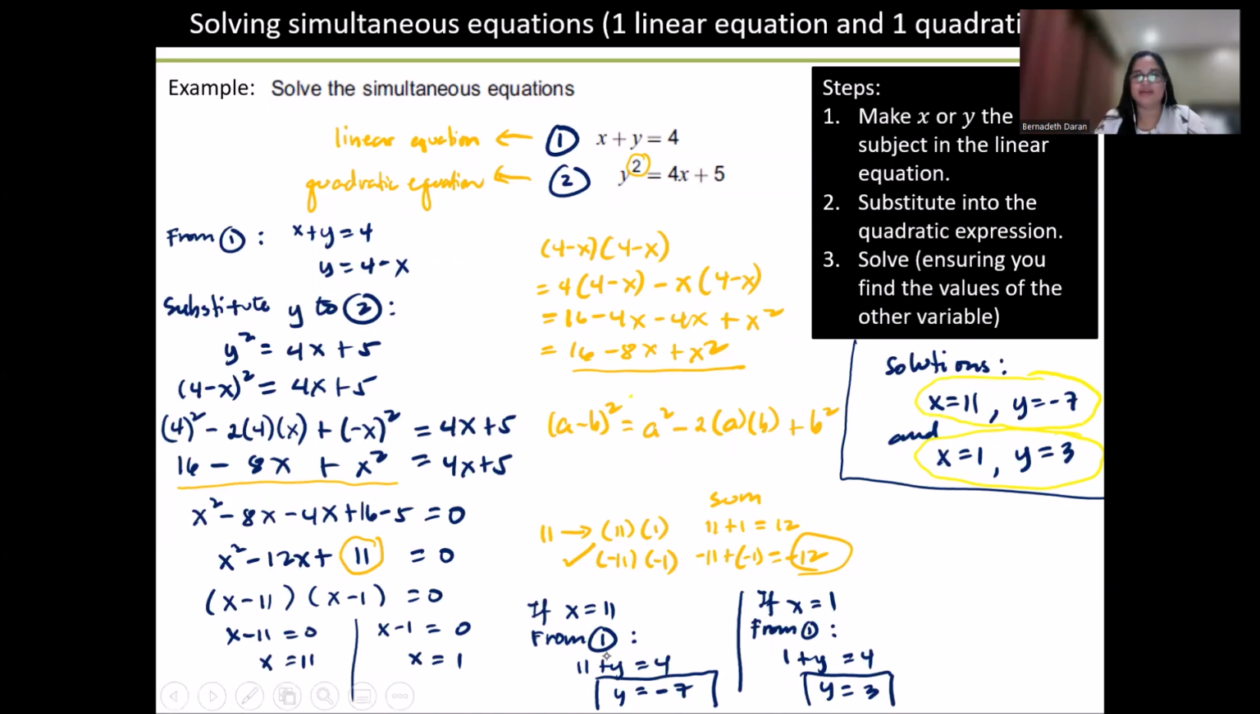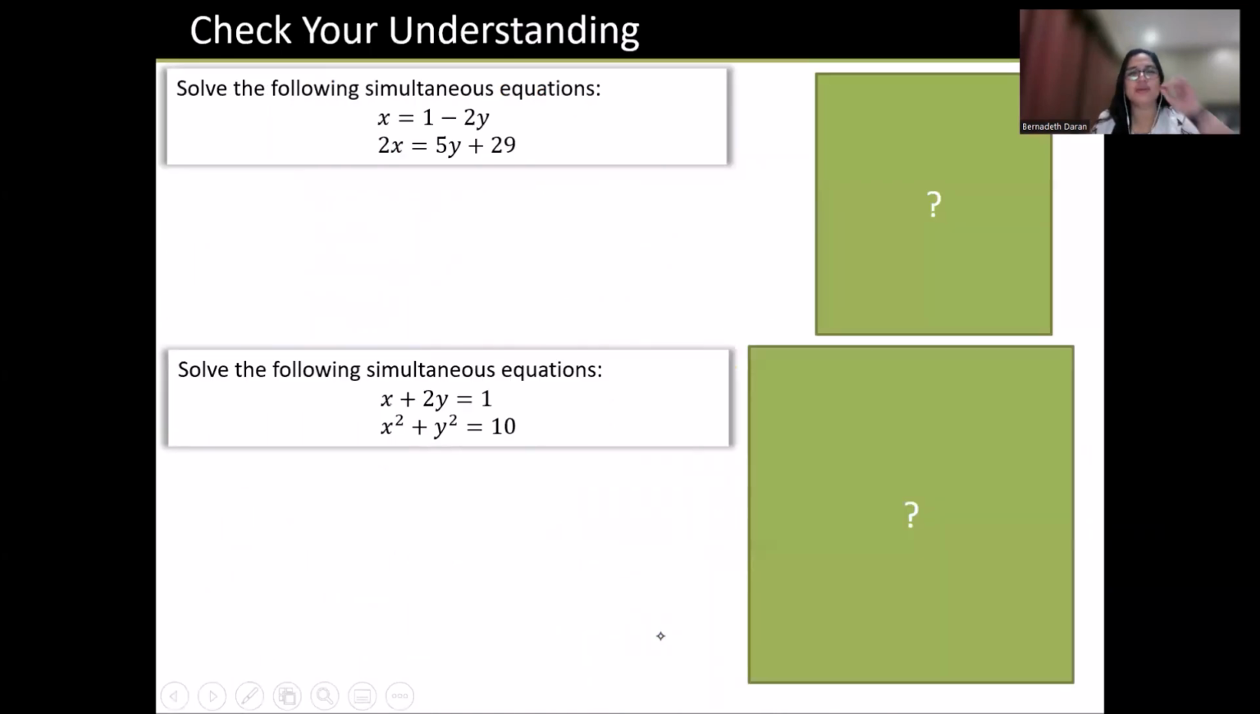Okay, now let's try to solve another. Let's try to solve the following simultaneous equations. So we have here two linear equations, right? We have x equals 1 minus 2y and 2x equals 5y plus 29. So you can see the highest exponent is just 1. Can you try to solve this on your own? So what's the first step?